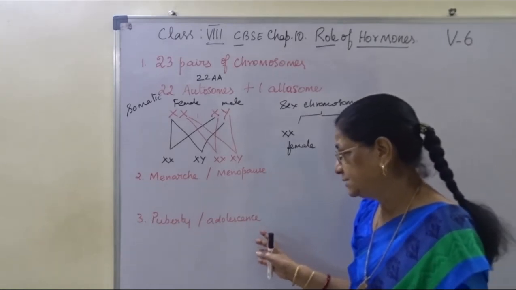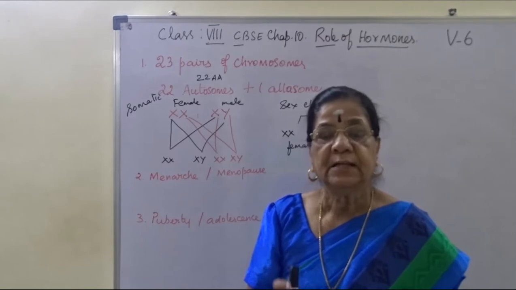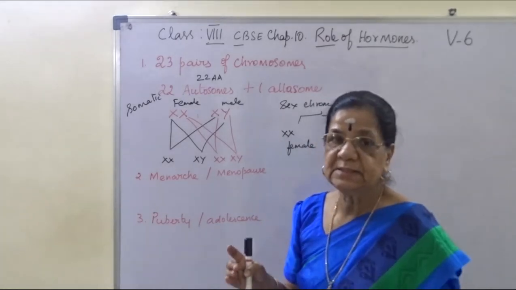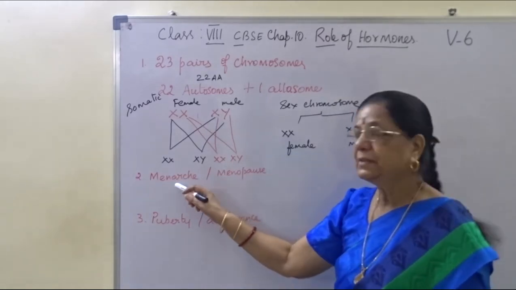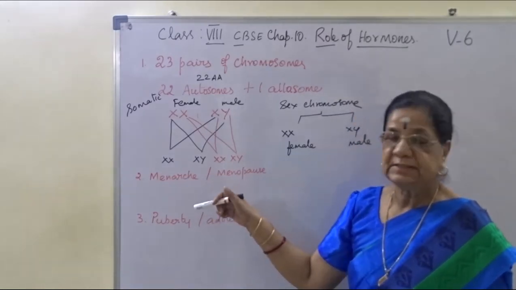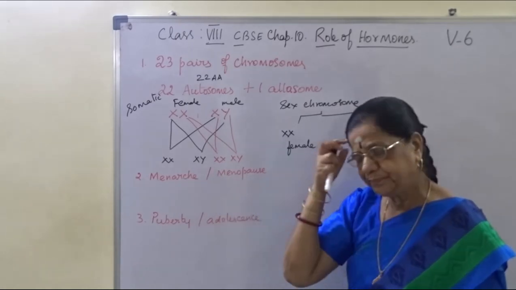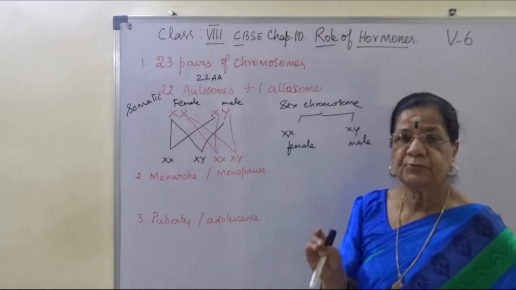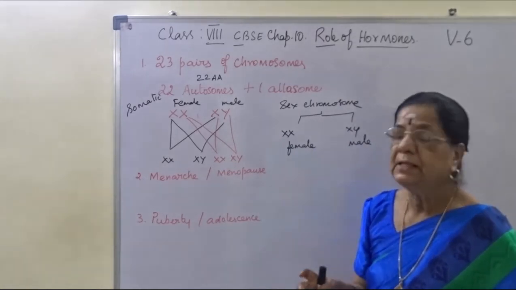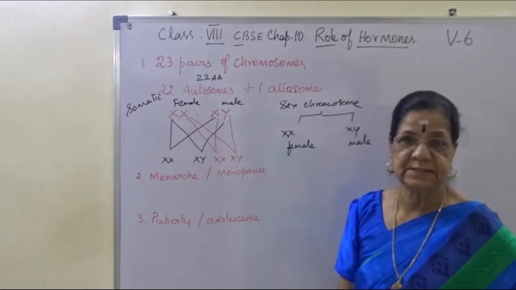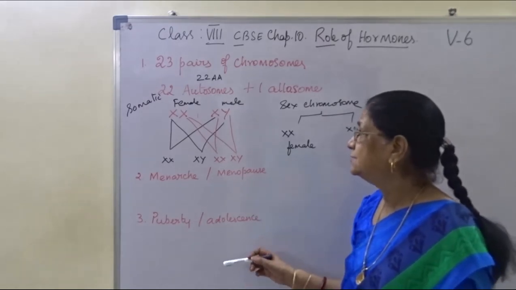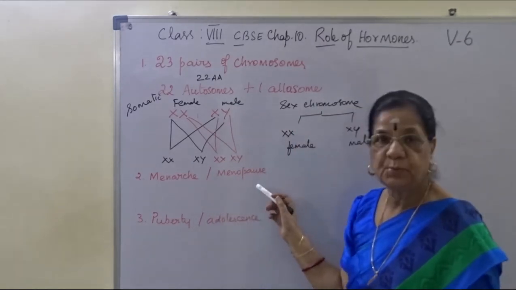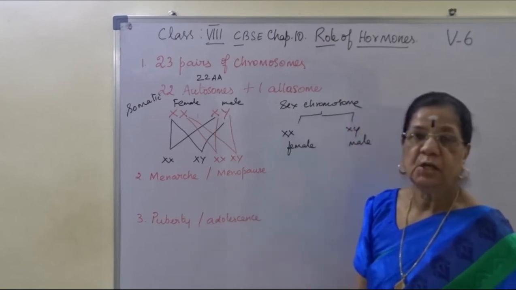In females, at the age of 11 to 13 years, when the menstrual cycle starts, it is said to be menarche, the beginning of the cycle. And at 45 to 55 years of age in females, it is called the menopause stage. So you should know the terms autosome, allosome, menarche, menopause, puberty and adolescence.